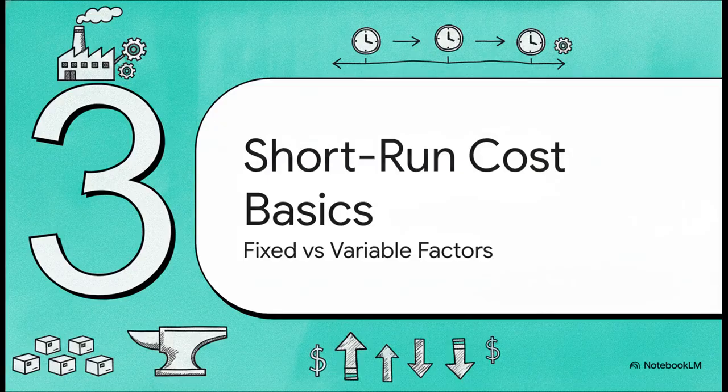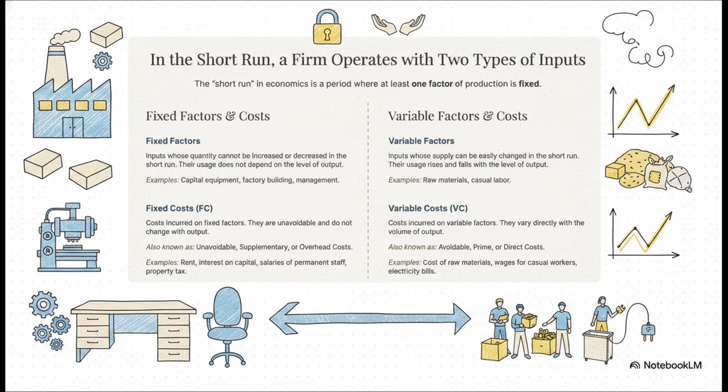Moving on to Part 3, short-run cost basics. All right, let's step back onto the factory floor and set the rules for the short run. In economics, the short run just means a period where at least one factor of production is completely locked in or fixed. You can't just magically construct a new factory building overnight, right? That capital equipment is your fixed factor. But your variable factors, things like hiring casual labor or buying extra raw materials, those can easily scale up or down depending on your desired level of output.